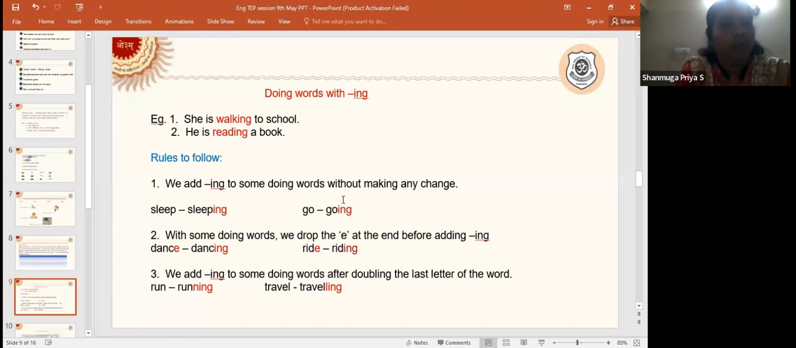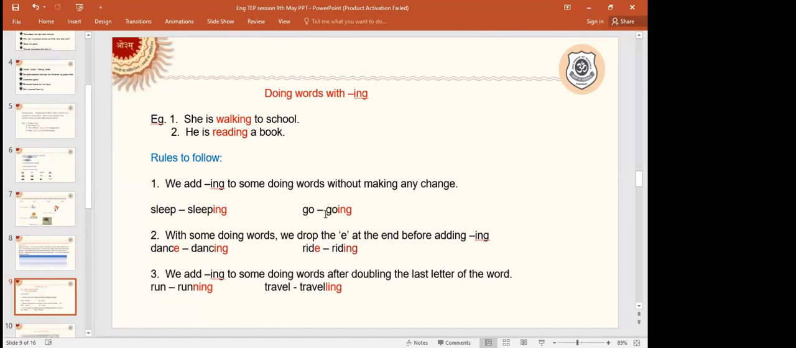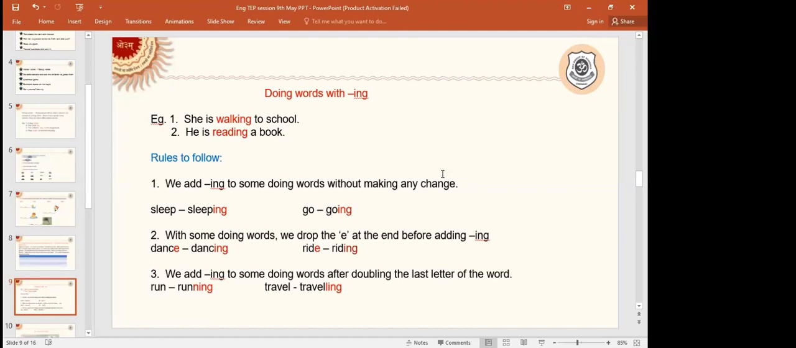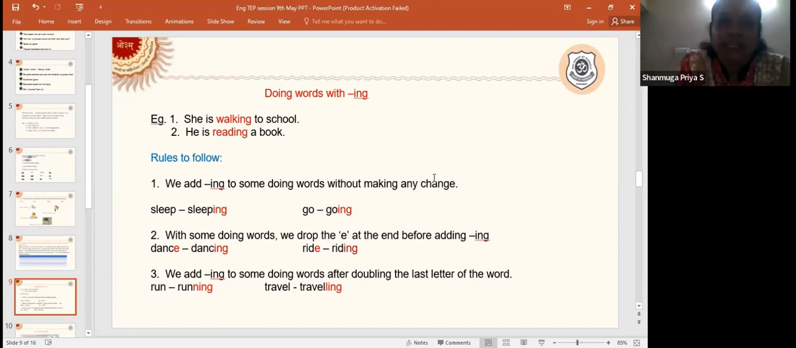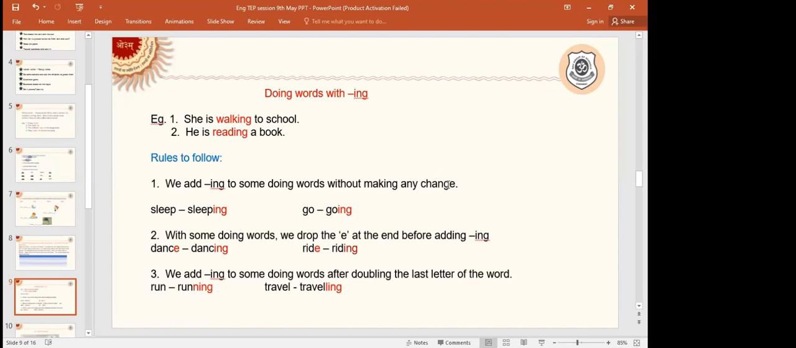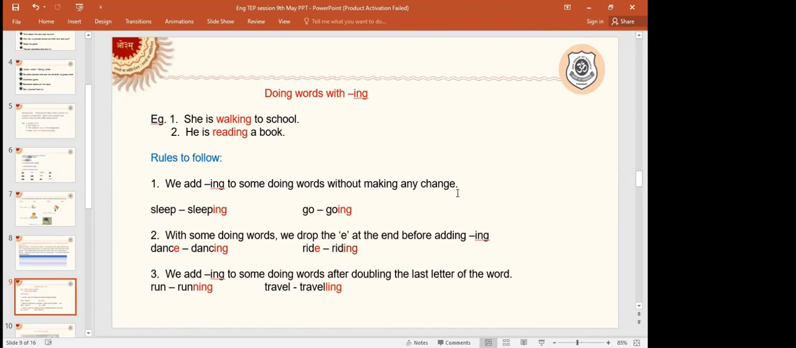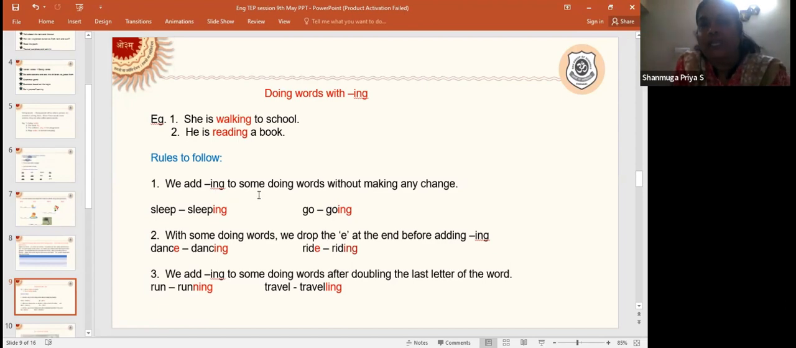Can you all come up with some more examples, teachers? Eat, eating. Jump, jumping. Laugh, laughing. Walk, walking. Work, working. Cry, crying. Speak, speaking. Play, playing. Swim, swimming. Kicking. For the first rule, we are just adding only ing.